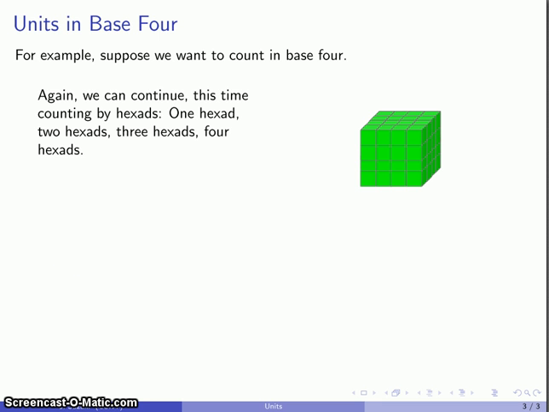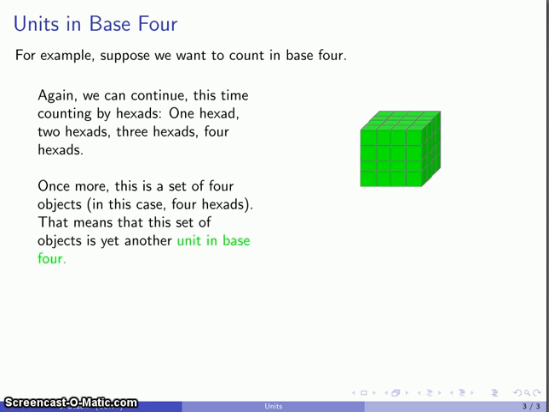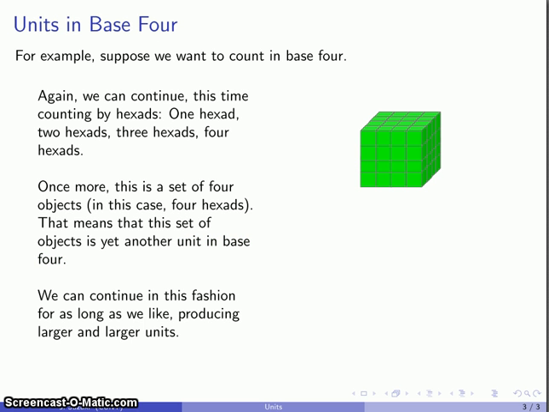And once again, because I've accumulated 4 of these objects, I now have something that is a unit in base 4. So there's 1, 2, 3, 4 of these in base 4. That gives me my next unit, and whatever I'm going to call this is yet another unit. I can continue in this fashion as far as I want to, producing larger and larger units. So now this is a unit, so I can take up to 4 of them. I can take 4 of them and produce my next larger unit.